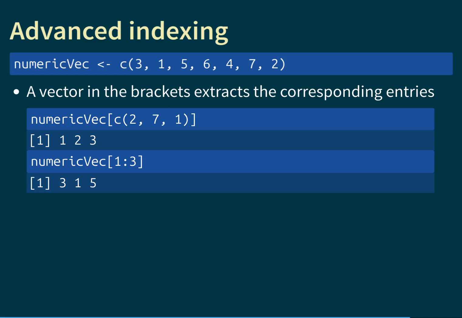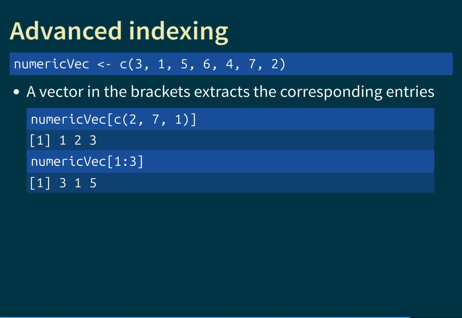In particular, it is possible to extract more than one entry from a vector at the same time. And the way to do that is, ironically, to put in the square brackets not just a single number but a vector of different values. And that vector is then interpreted as the list of indices from which we want to extract values.